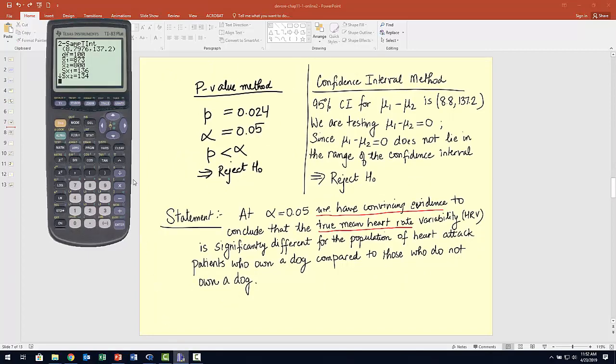You can see the p-value that I got was 0.024. I compare it to alpha. P is less than alpha, so I reject H0. From here, the confidence interval is 8.79, which I rounded to 8.8, to 137.2. We are testing mu1 minus mu2 equal to 0. 0 is not in the range of this interval, so I would reject H0. So this was one problem on two-sample hypothesis testing using your graphing calculator.